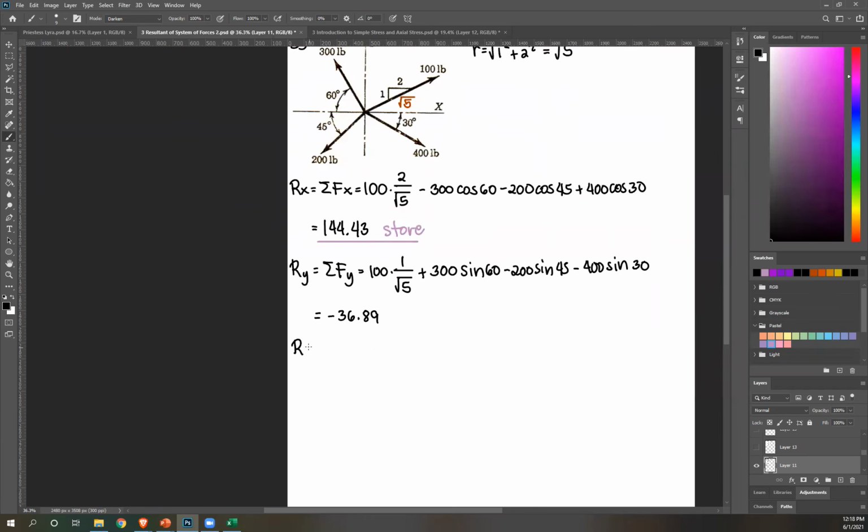We can solve for resultant R by using the Pythagorean theorem, square root of Rx squared plus Ry squared. Remember, store this as well so that the answer is more accurate, or also so that we have uniform answers. So since Rx is 144.43, again using the stored value, same with Ry, negative 36.89, once again use the stored value. Please solve for R. What's the answer? So it's 149.07. Correct.